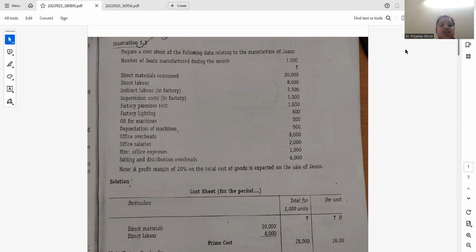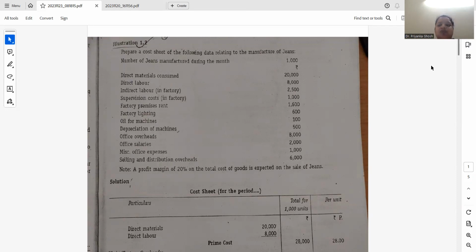After cost of goods sold, we will add the selling and distribution overhead. Selling and distribution overhead means all the sales and distribution related expenses we need to add, like the commission of the seller, the selling expenses, or any advertisement kind of expenses. All these things should come under this. After adding all these overheads, we will get the total cost. On this total cost, we need to calculate the profit. And after adding the profit to the total cost, we will get the total selling price.